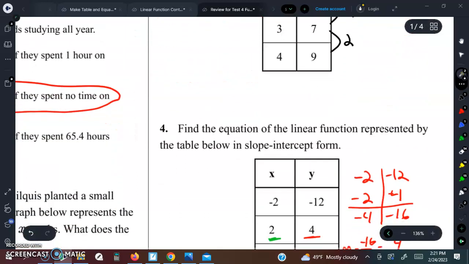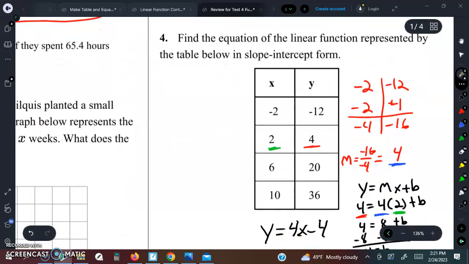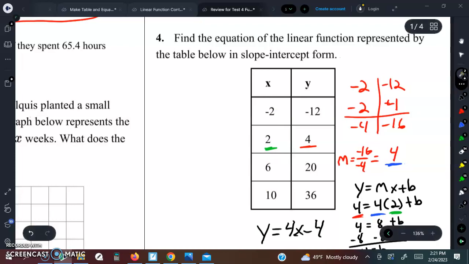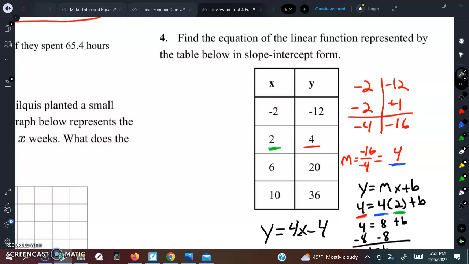Alright, now in this question here, it's a similar question, but because the numbers are not consecutive, you have to find the slope by using the slope formula. You can use y2 minus y1 over x2 minus x1, or you can use the stack and subtract method, where I take this point here and stack it here, and then take this point and put it under there.